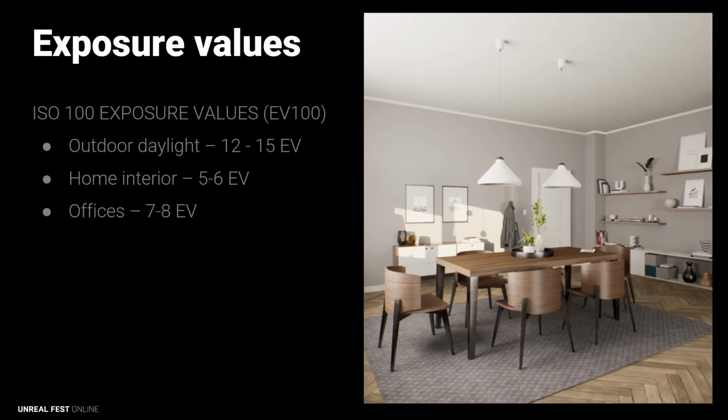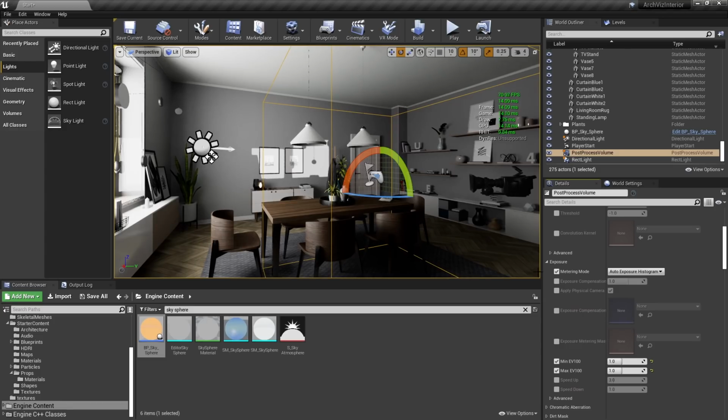Now, here are some common exposure values that we could use here. These exposure values are for EV100. So that's going to be ISO 100 exposure values. And so, first of all, we have outdoor or daylight. Those values are anywhere from 12 to 15 EV. And then we have home interior. That's what we're going to be using here, somewhere between 5 and 6 EV. And finally, if you were doing something like a large window office area, you could have something from 7 to 8 EV usually for your exposure value. So in this case, we'll set our min EV and max EV both to about a value of 5.